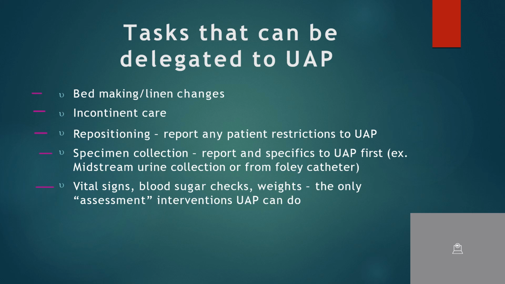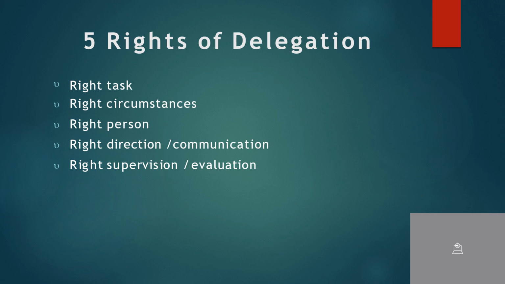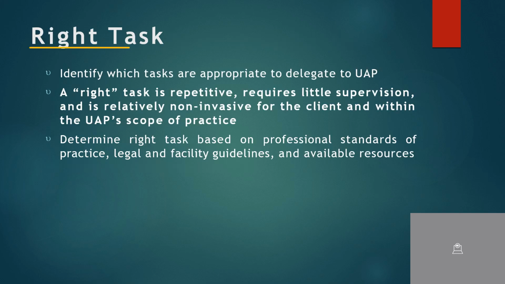Vital signs, blood sugars, weights, the assessment interventions the UAP can do. So they can record those things if it's basic, predictable for a stable patient. So again, make sure you know your 5 rights: right task, circumstance, person, direct communication, and always follow up with supervision and evaluation. That's the biggest thing. Was it done? Okay, now of course the right task identifies which tasks are appropriate to delegate to the UAP. So the right task is usually repetitive, requires little supervision, is relatively non-invasive for the client, and is within the UAP or LVN scope of practice.